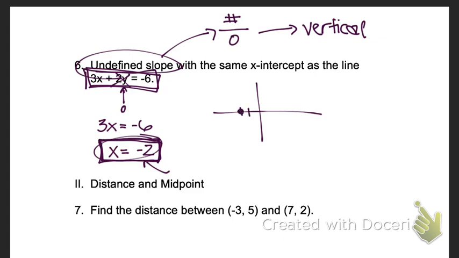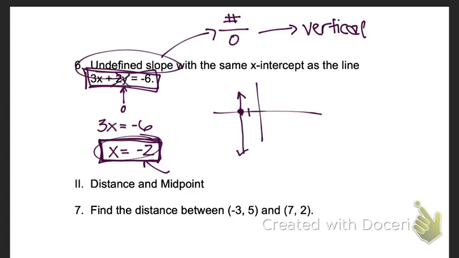But the vertical line that goes through that point has the exact same equation as the x-intercept. So you really didn't even have to do any more work than that. Okay. Any questions about where we got that?